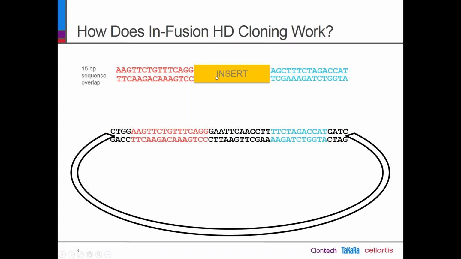So that's depicted here. In yellow is your insert, and then you simply look at your vector. You cut the vector, and for this you have several methods. So you can use restriction enzymes, of course, if you have a good site. If you don't have a site, you can also use inverse PCR.